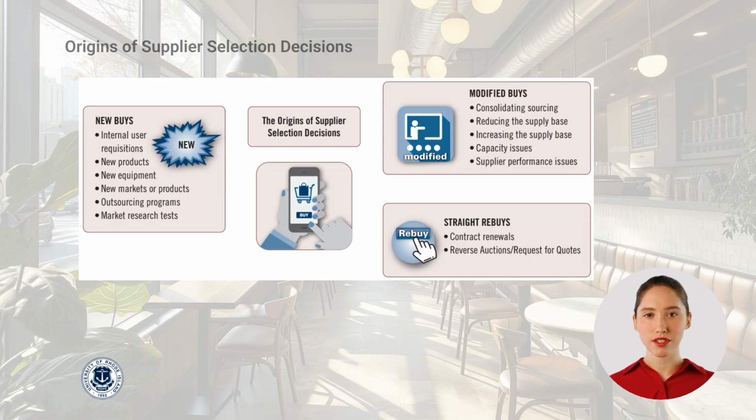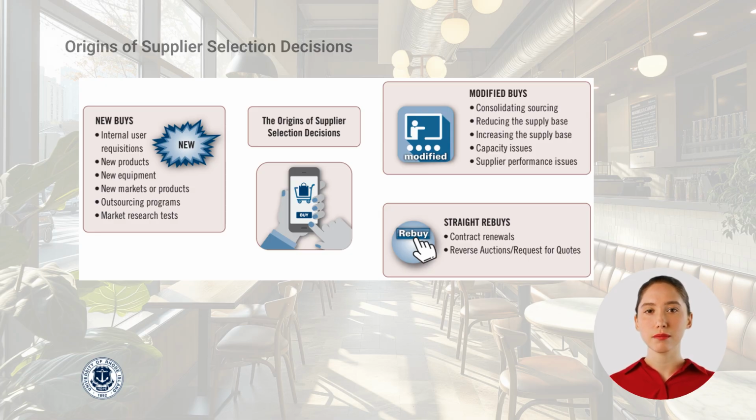Second, modified rebuys happen when an organization already has suppliers but needs to make changes. This might involve consolidating sourcing, reducing or expanding the supply base, addressing capacity constraints, or responding to supplier performance issues. While there is prior experience to draw from, these decisions still require careful evaluation and often lead to supplier changes or renegotiations.